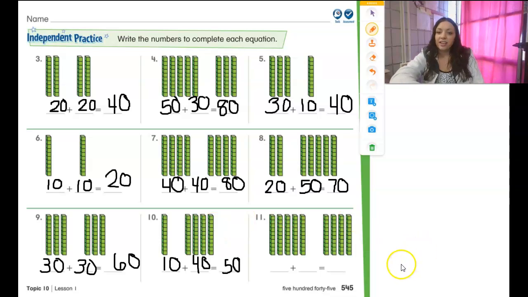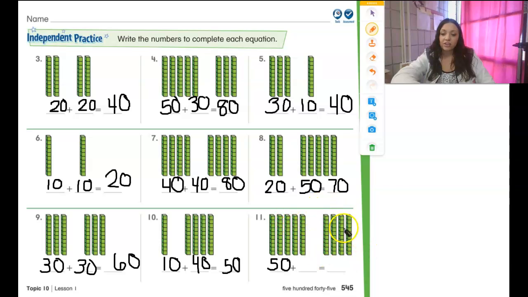All right, on number 11, how many tens? 1, 2, 3, 4, 5. So I have 5 tens. How much is 5 tens? Well, I've got a 5 in the tens column. I've got 0 in the ones. So what number is that? 50. Very good. And I can count to check. 10, 20, 30, 40, 50.